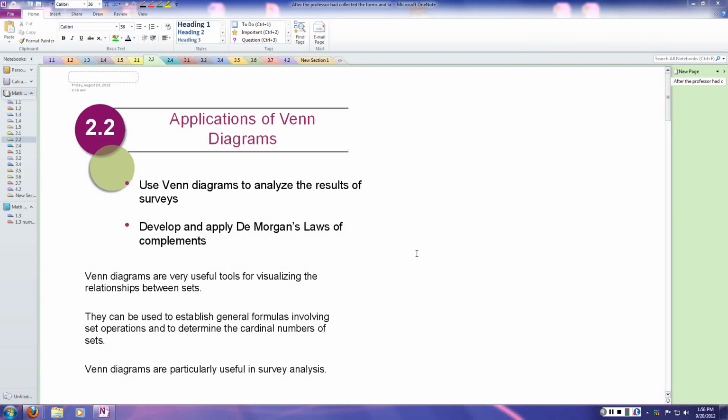This week's lecture is on section 2.2, applications of Venn diagrams. We are going to use Venn diagrams to analyze the results of a survey, and then develop and apply De Morgan's laws of complement. When I talk about complements, there's a long way to go about it and a short way to go about it. The short way is using De Morgan's laws.